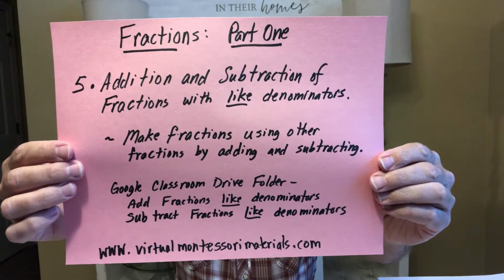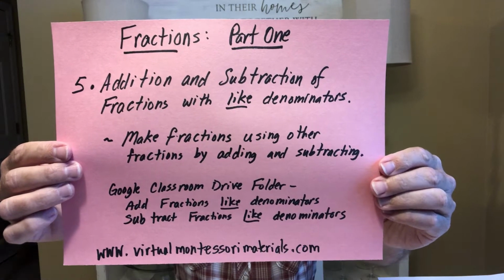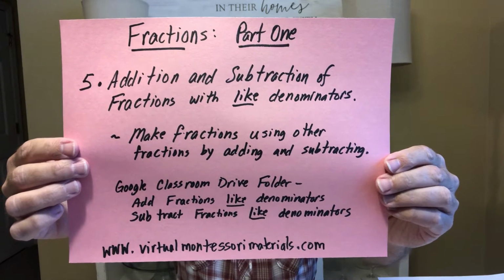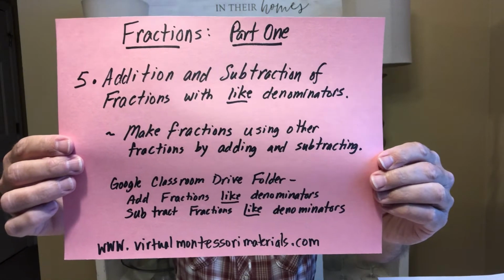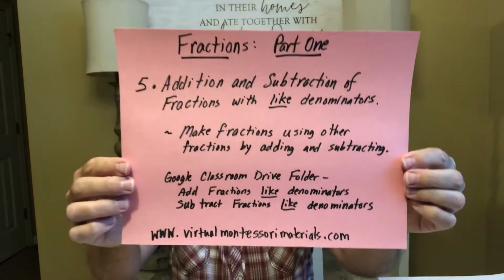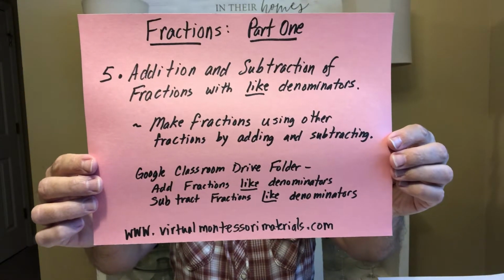So what's the goal here? The goal for this lesson is to make fractions using other fractions by adding and subtracting. And there's lots of different ways to do that. And that's what we're going to find out. We're going to find out that we can get an answer to an equation a few different ways. Just like there's lots of ways to make 10, there's lots of ways to make fractions. So we're going to talk about that a little bit more.